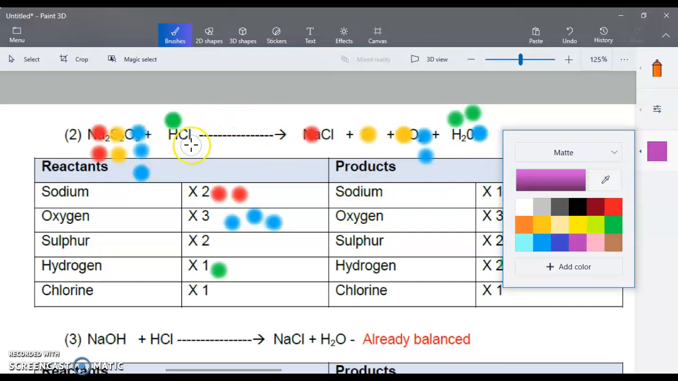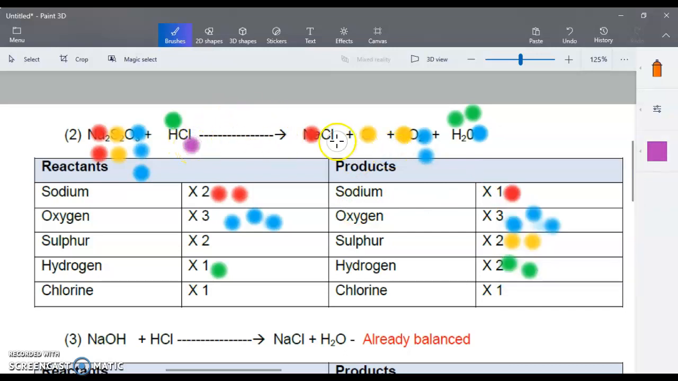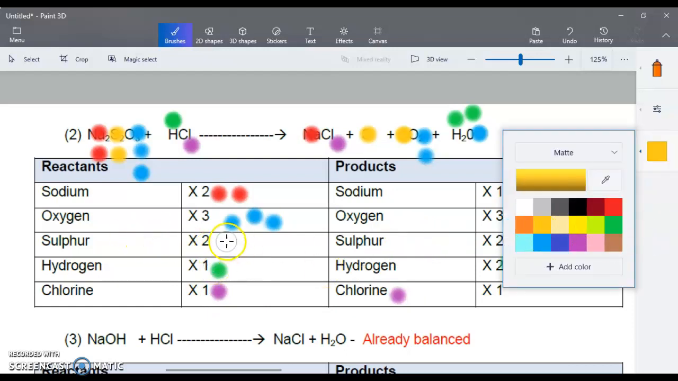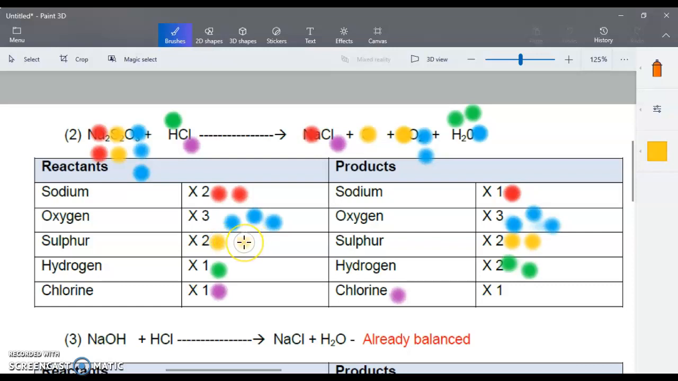As I say, I'm making this at a bit of a pace because I've got to try and fit all of them into the space in the video. So let's use purple for chlorine. Okay, there we go. And we had the 2 sulfurs, I just missed those out. So let's get over here. There's 1, 2 in this compound.